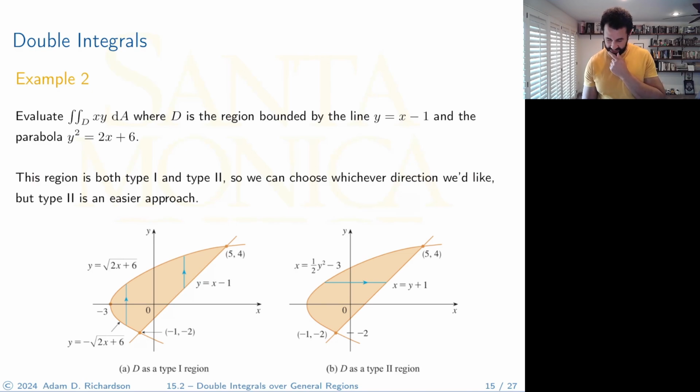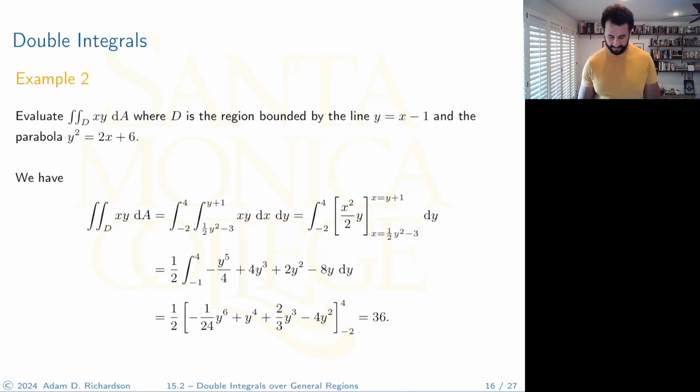This looks like it'll be easier because we could just tell the integral to scan literally from this parabola to this line first, and then just scan from x equals -1 to 4. So in this case, treating it as a type 2 region is going to be easier. So let's do that. Here we go. In this case, we're going to integrate with respect to x first. X goes between those two curves.